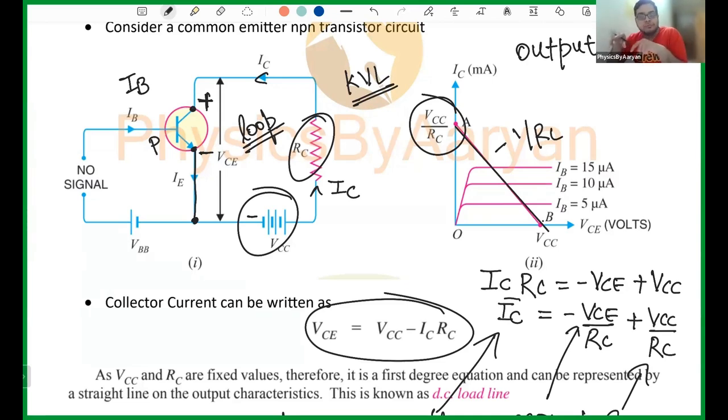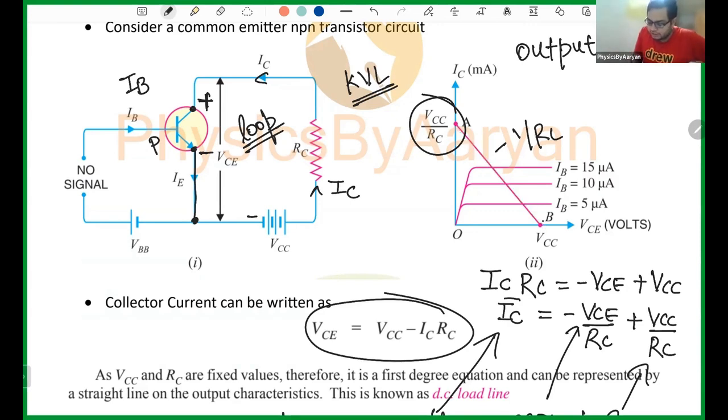So this gives me a very powerful analysis method. That is why I draw the load line. How is it drawn? First, I write the output KVL, Kirchhoff voltage law, and then write an equation in the form y equals mx plus c. This is your load line, and it is very simple to make. First make a point here, which is VCC by RC, then make a point here, which is VCC, and then connect a straight line from here to here. That will be your load line.